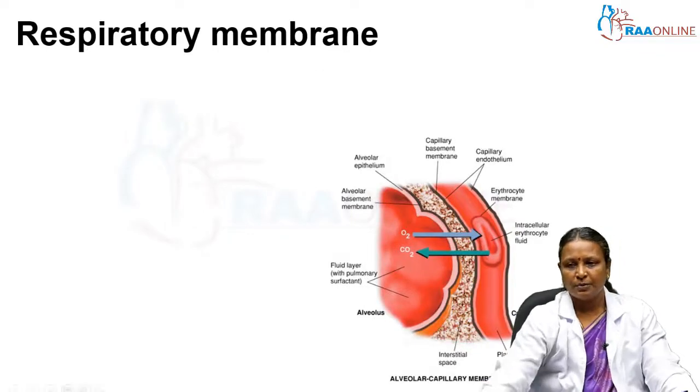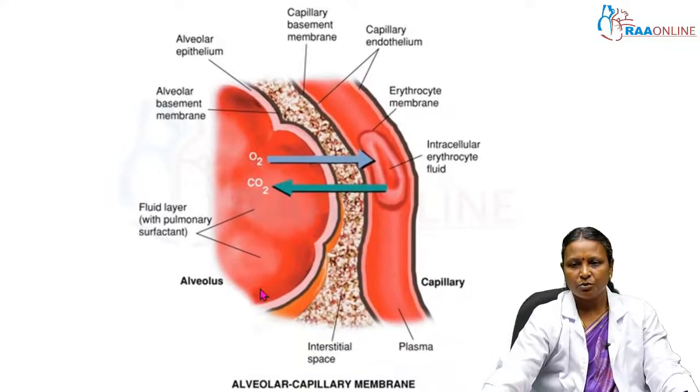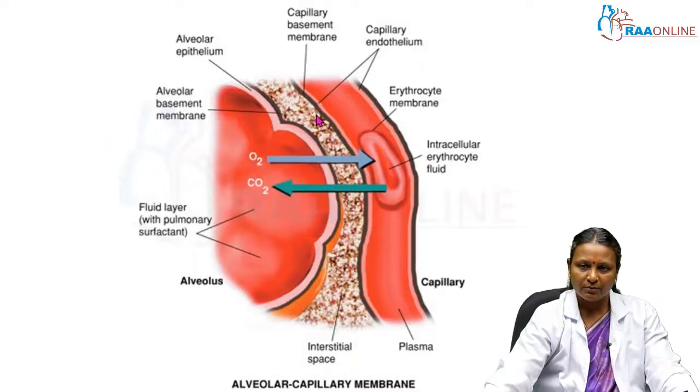So, coming to the respiratory membrane, what is the innermost lining of the alveoli? What is there in the inner side of the alveoli? You have surfactant. Then comes the alveolar epithelium. All epithelium will have a basement membrane. Then comes the interstitial space. Then comes the pulmonary capillary. This pulmonary capillary has an endothelium. This endothelium will also have a basement membrane.